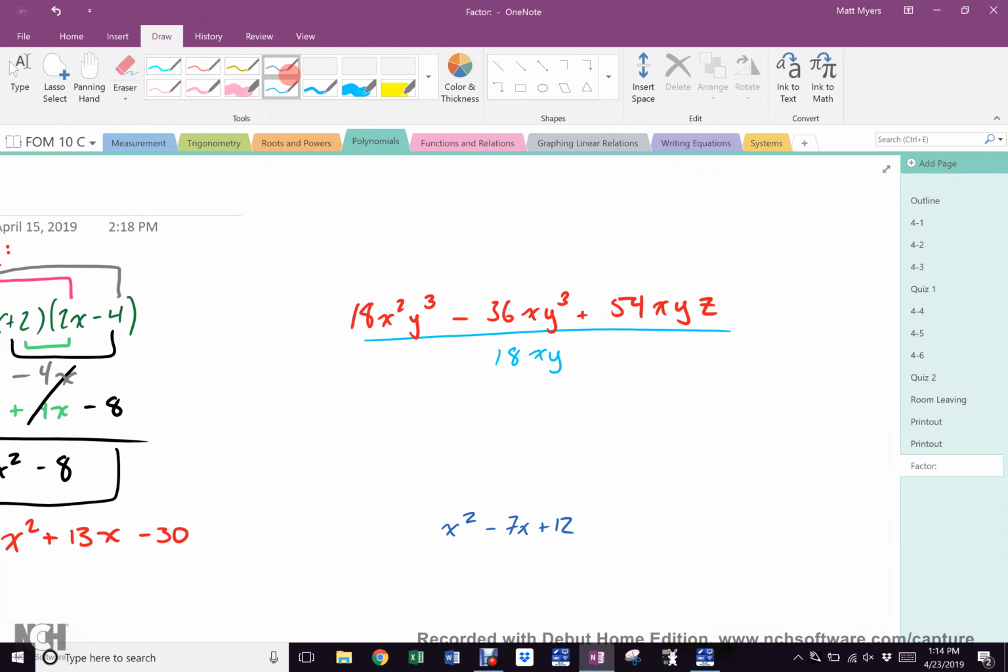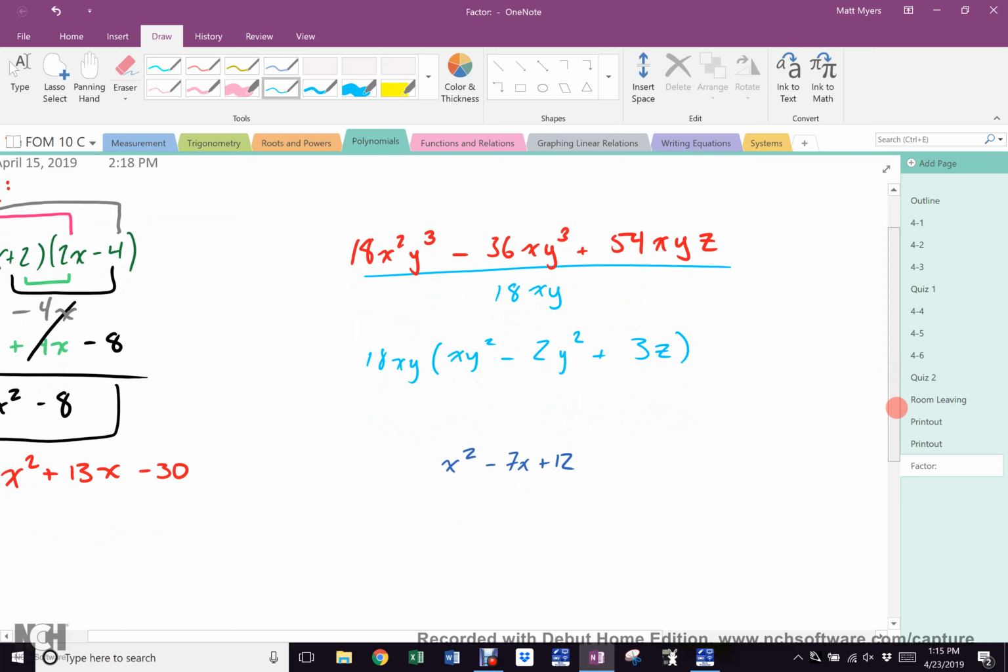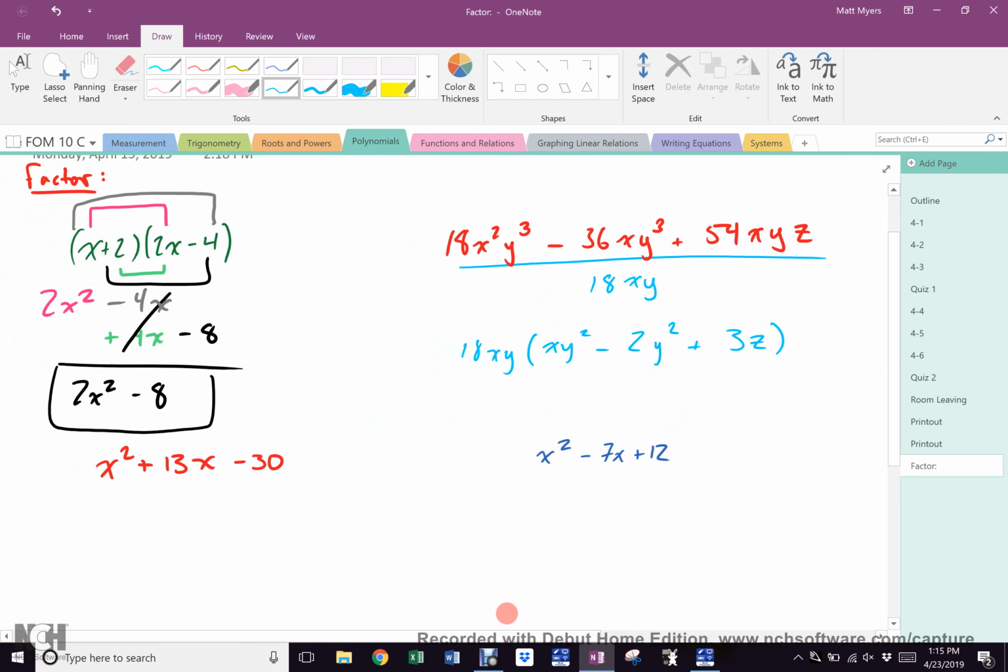Then we write it out. GCF first, and then all the answers. What's the first one? xy squared minus 2y squared plus 3z. And we are done. I do not know what this z is of which you speak, because I speak English. Of course you can't simplify that.